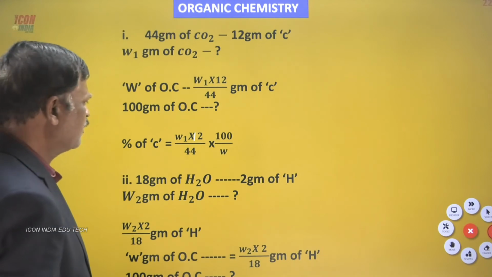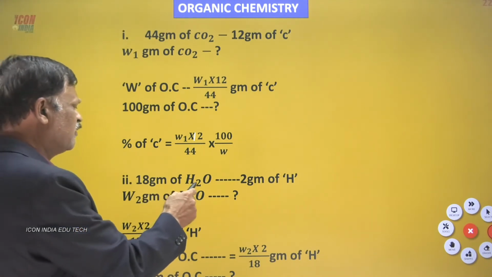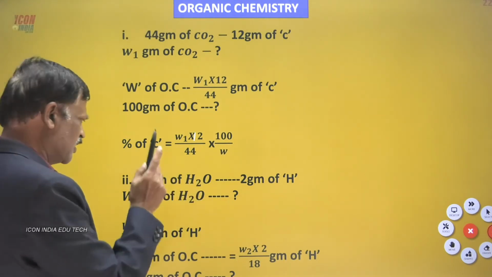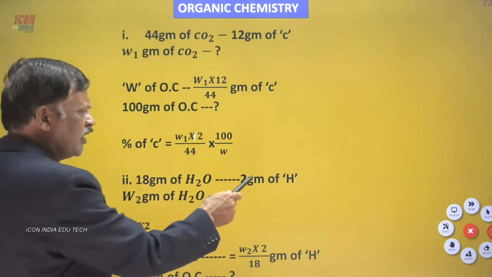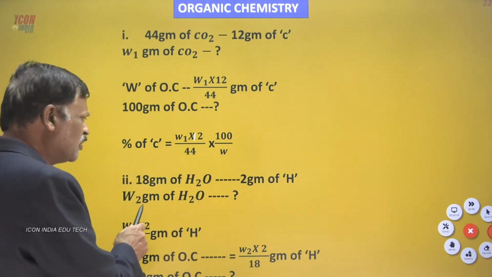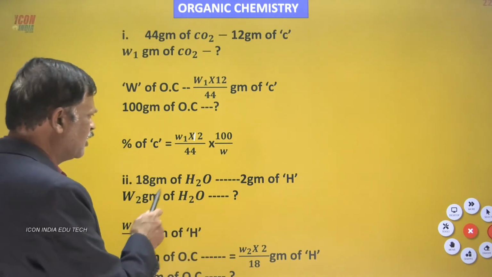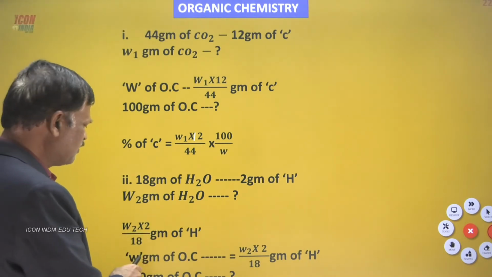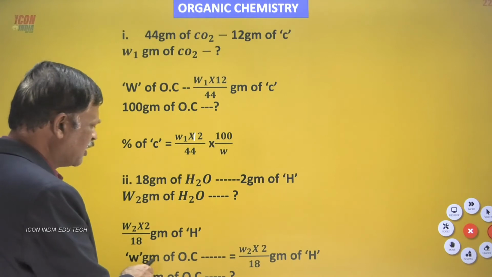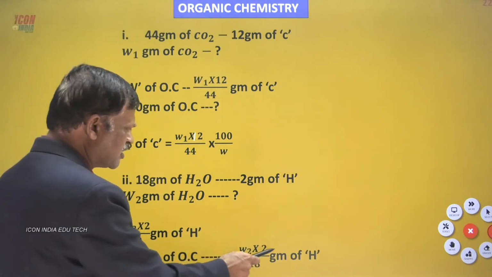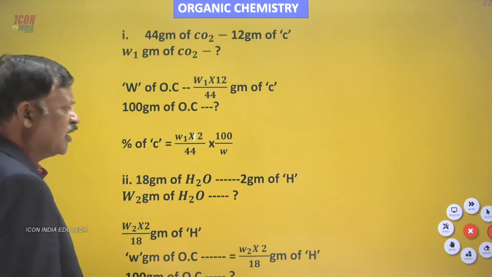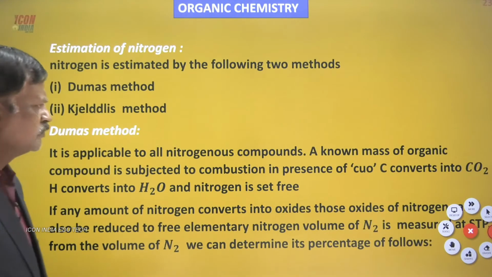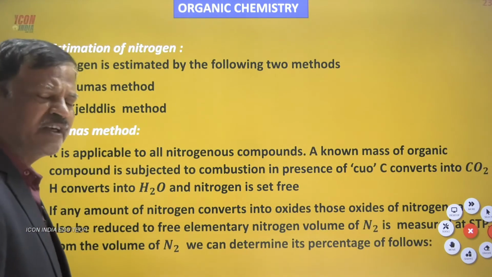Similarly, for the percentage of hydrogen, our hydrogen is in the form of water. Its molecular mass is 18. Out of 18, 2 grams is hydrogen. So if 18 grams of water contains 2 grams of hydrogen, W2 grams of water contains how much? That is W2 into 2 by 18 grams of hydrogen. That much hydrogen is present in the given mass of organic compound, that is, W grams of organic compound contains this much hydrogen. So 100 grams of organic compound contains how much? That gives the percentage of hydrogen.